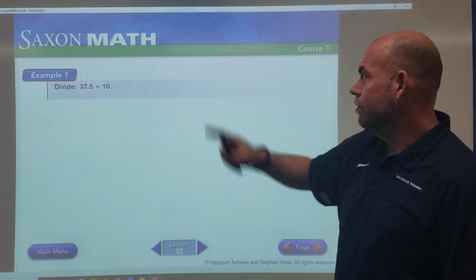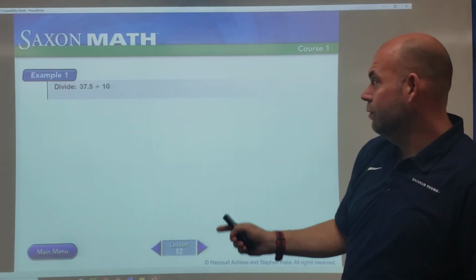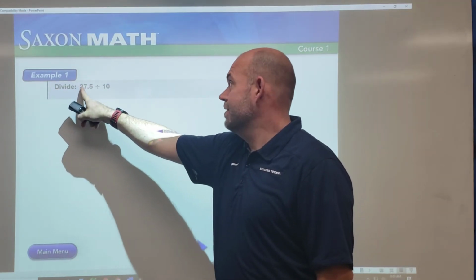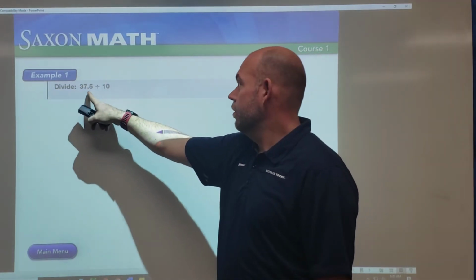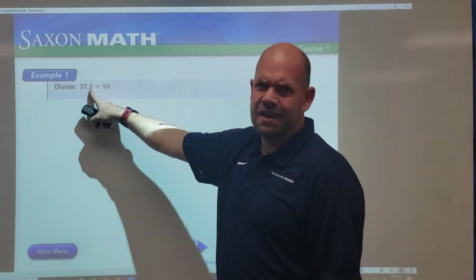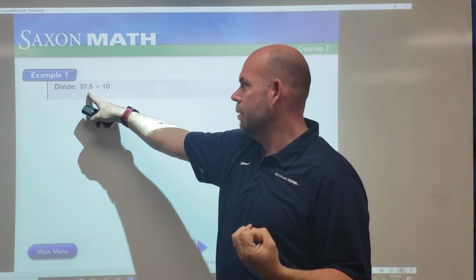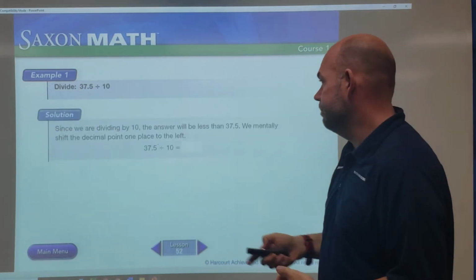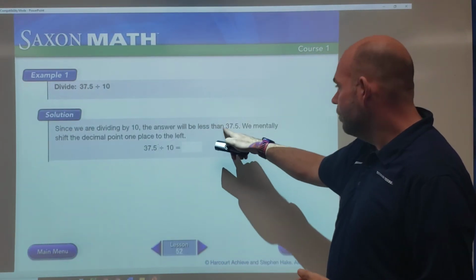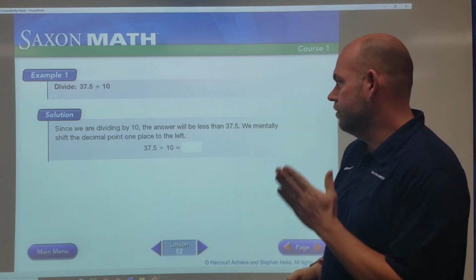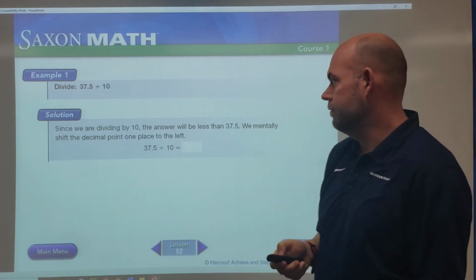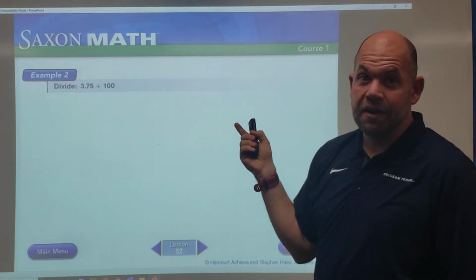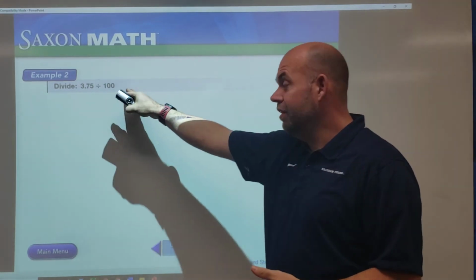All right, so divide 37.5 by 10. So we're just going to shift the decimal point to the left because the digits are shifting to the right. And if you think about that, dividing it by 10, that's going to make it a smaller number. So instead of 37.5, now we're just going to be 3.75. So we know it's going to be less than 37.5, so we're just going to shift the decimal 1 point to the left. 3.75.